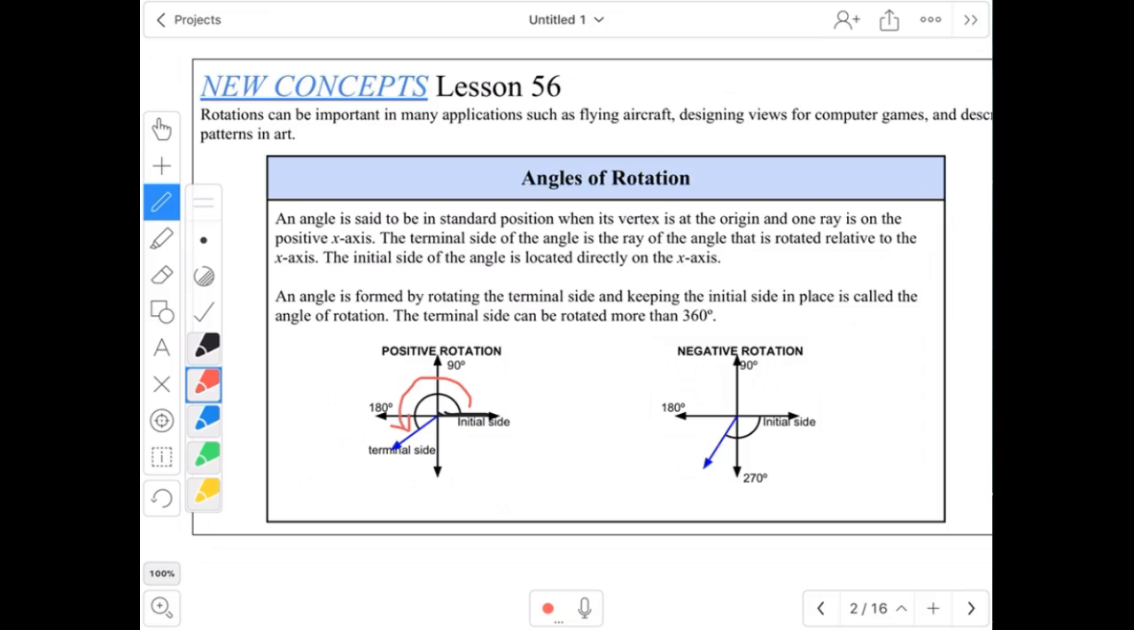Now, if we are over here looking at negative rotation, that is going to be the same type of concept. However, we're just going to be going clockwise instead. So if you want to think about it, we're going to be going towards 270 degrees, where normally we would take a full 270 degrees in order to get to that point.